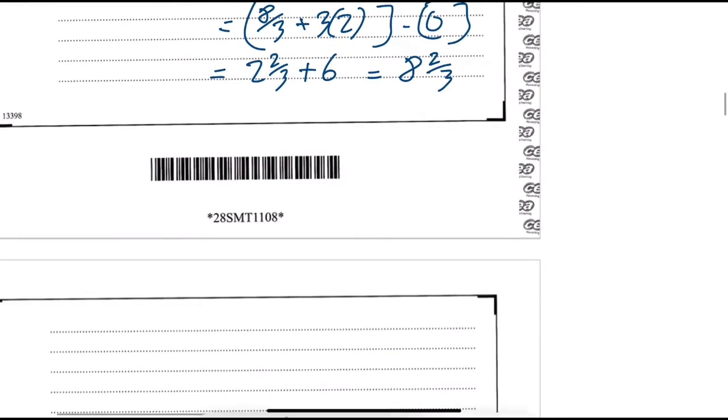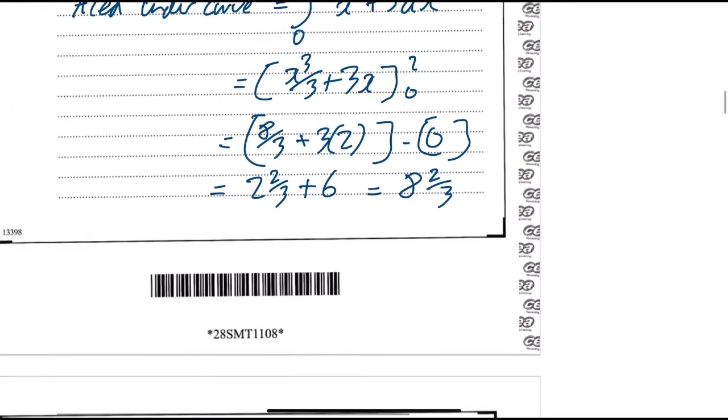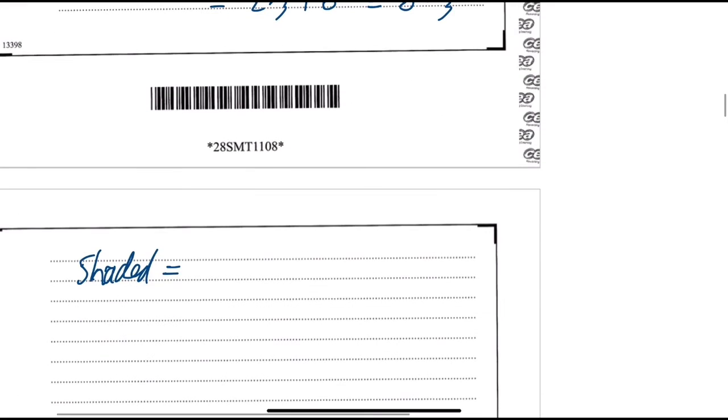So your shaded area then, remember your shaded area was just equal to the area of the trapezium, which we had worked out to be 10, minus 8 and 2/3. If you do 10 minus 8, you will get 2, and then minus another 2/3. So 2 minus 2/3 is going to be 1 and 1/3, and that's going to be square units, or units squared.